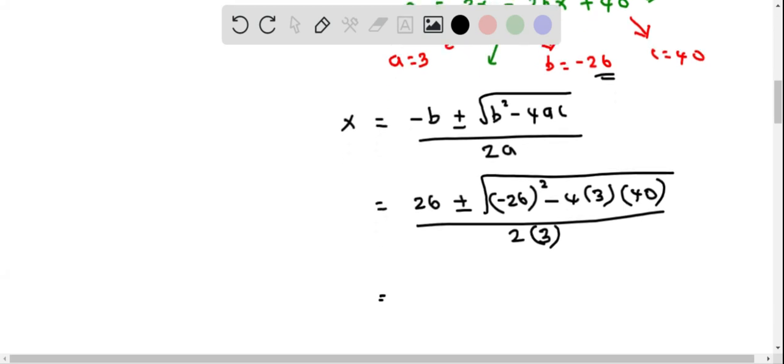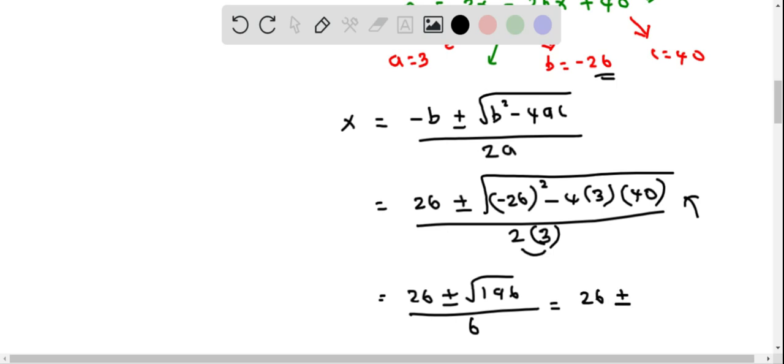So in the next step, we put this as 26 plus minus. Let's get this simplified by plugging into the calculator. And when I do that, I get 196. This is under the root, divided by 2 times 3, which is 6. So we will simplify this. This is 26 plus minus square root of 196, which is 14, over 6.